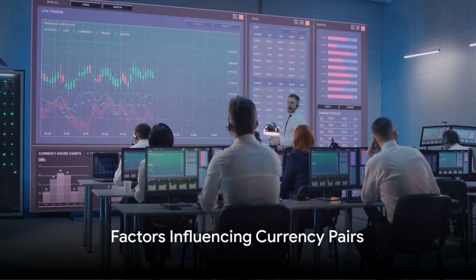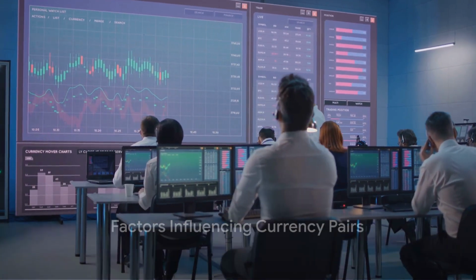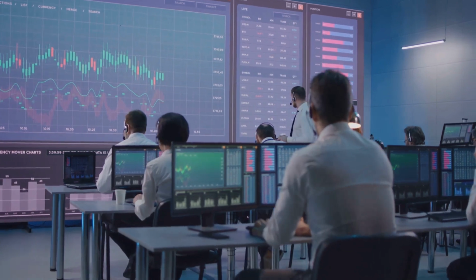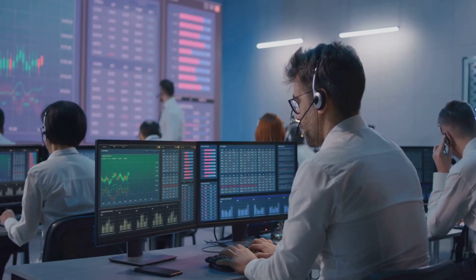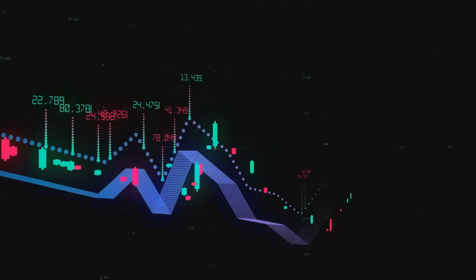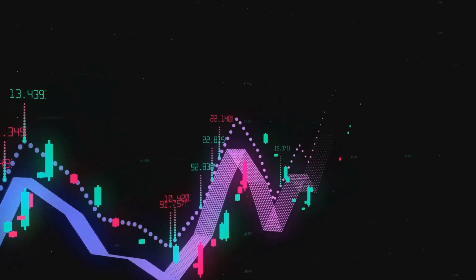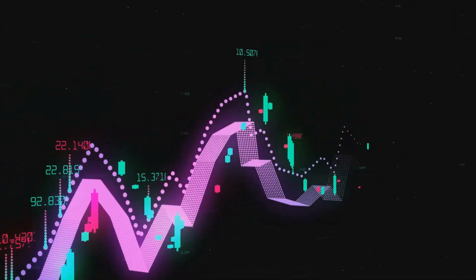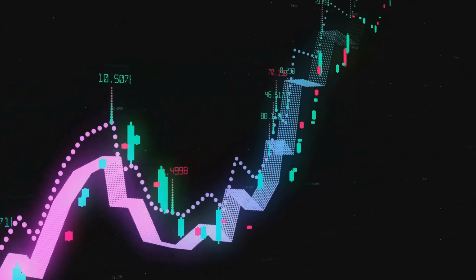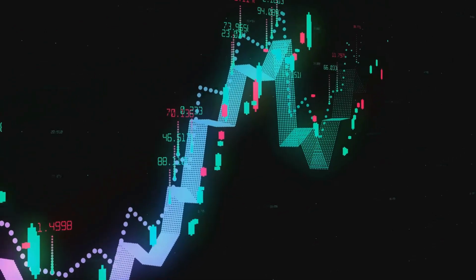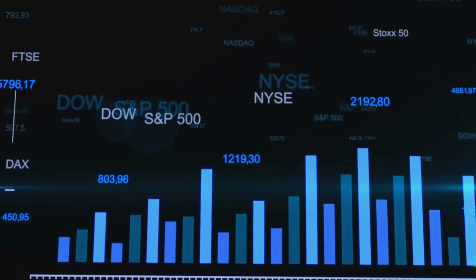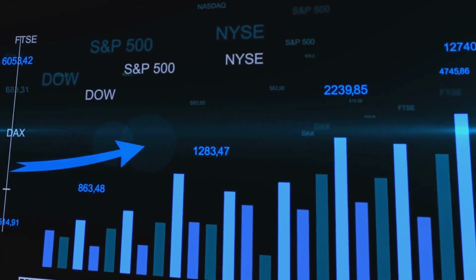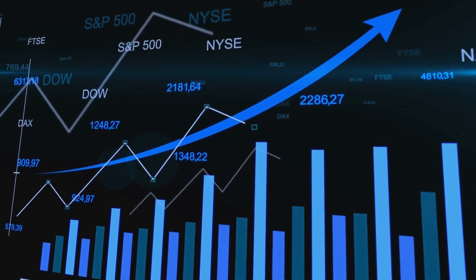Currency pairs don't move randomly. They're influenced by a variety of factors. Let's dive into some of the key factors that can make the numbers dance on your trading screen. First up, we have economic indicators. These are statistical yardsticks used by traders to gauge the health and direction of an economy. They include things like gross domestic product, employment numbers, and inflation rates. For example, if a country's GDP is on the rise, its currency typically strengthens as investors gain confidence.